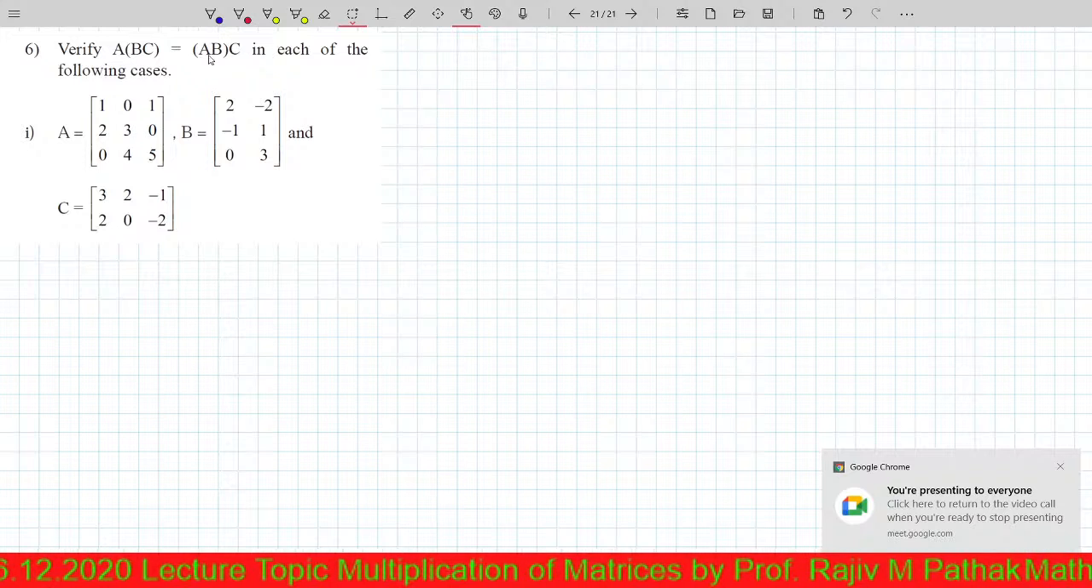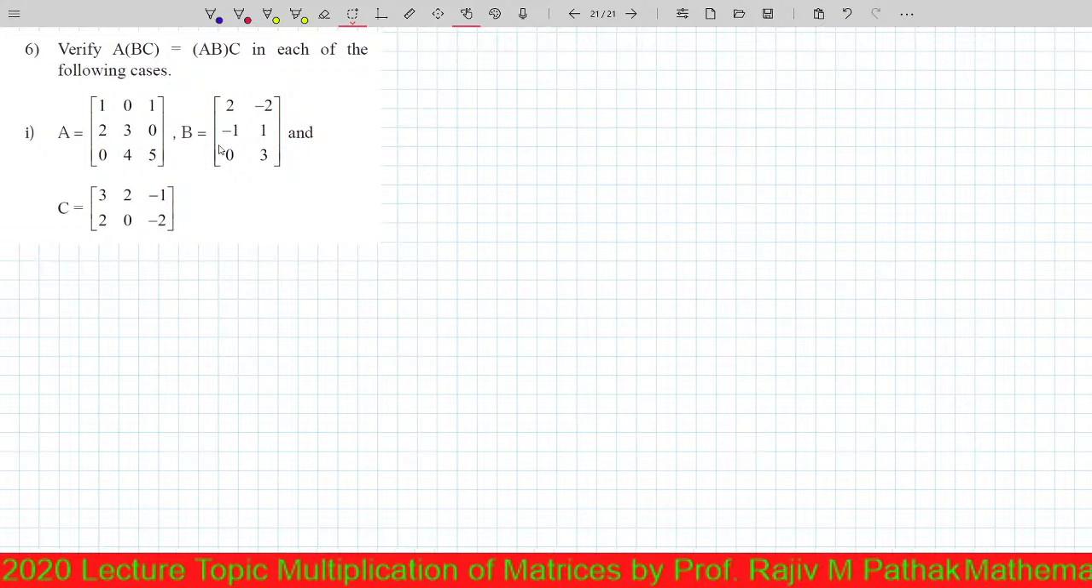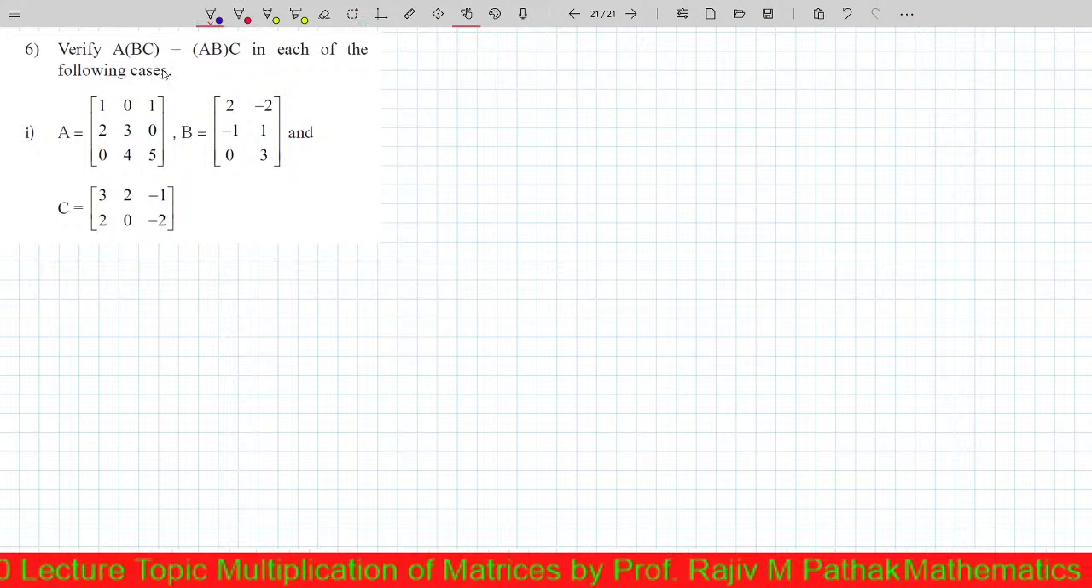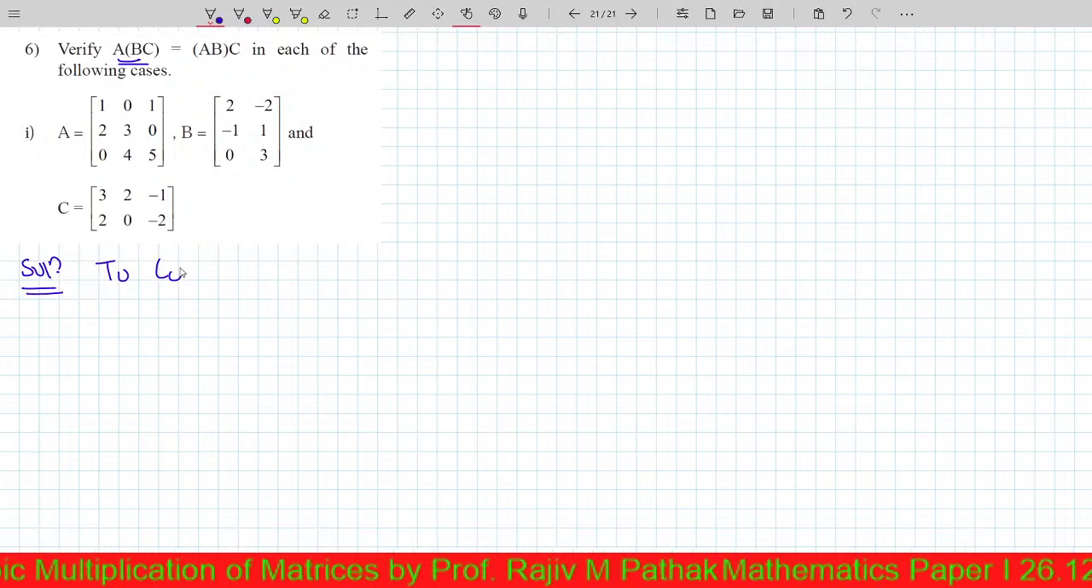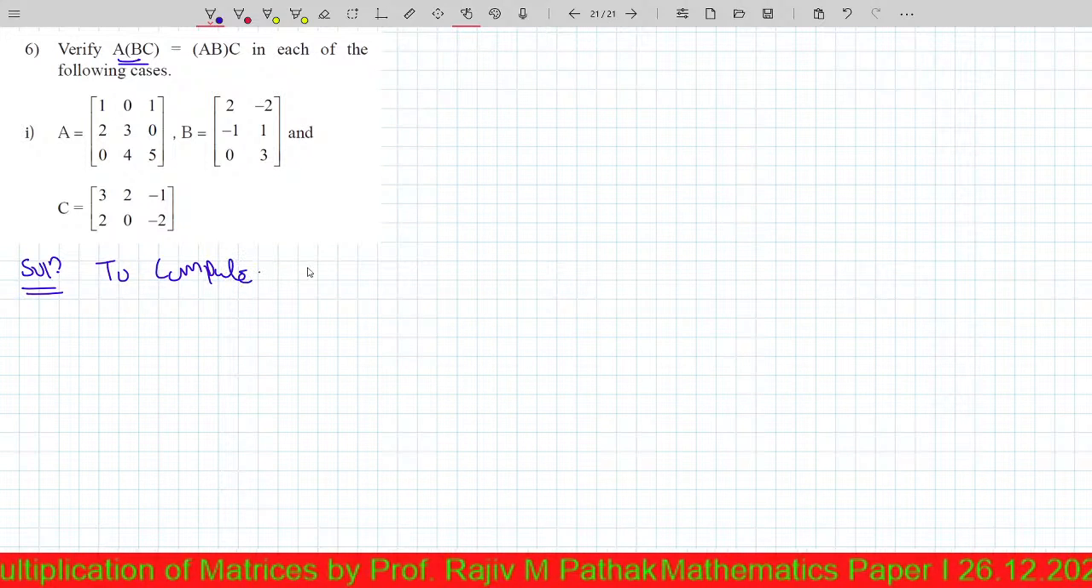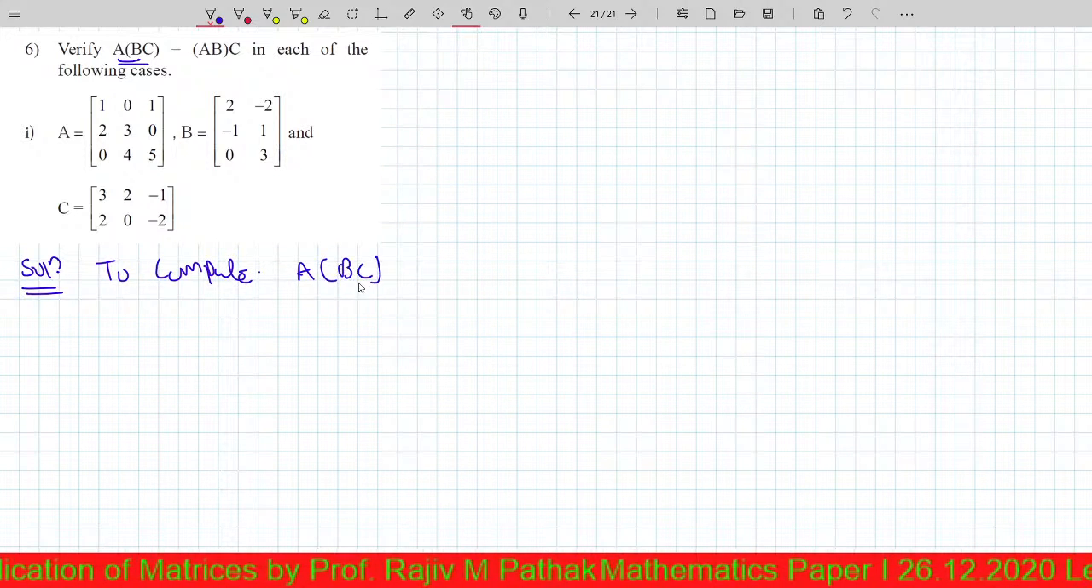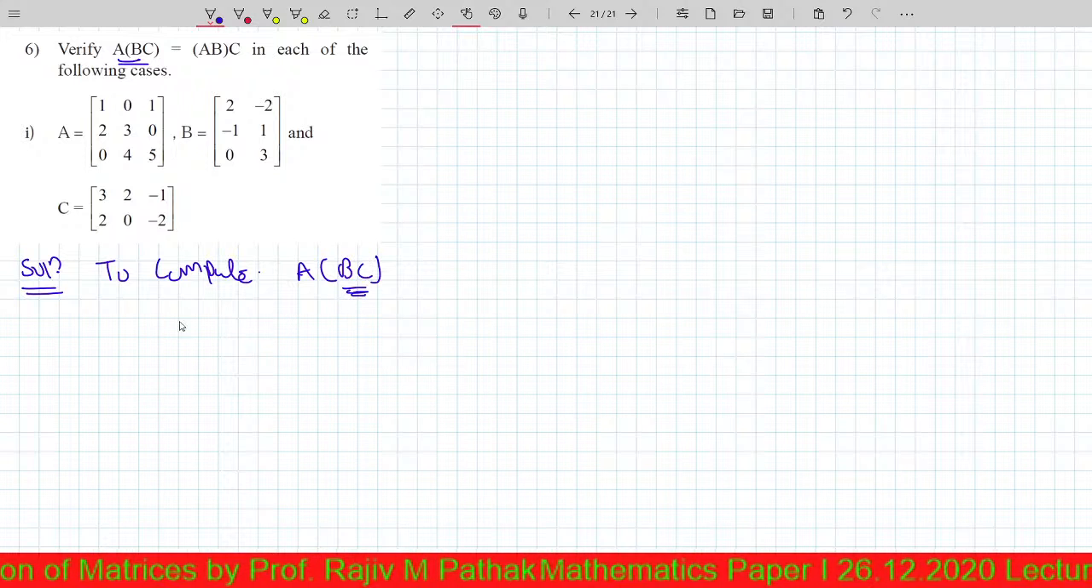Verify A into BC is equal to AB into C. Okay, A, B, C are given to you. So how to perform this? First we compute A into BC. In order to compute A into bracket BC, first we need to compute BC.